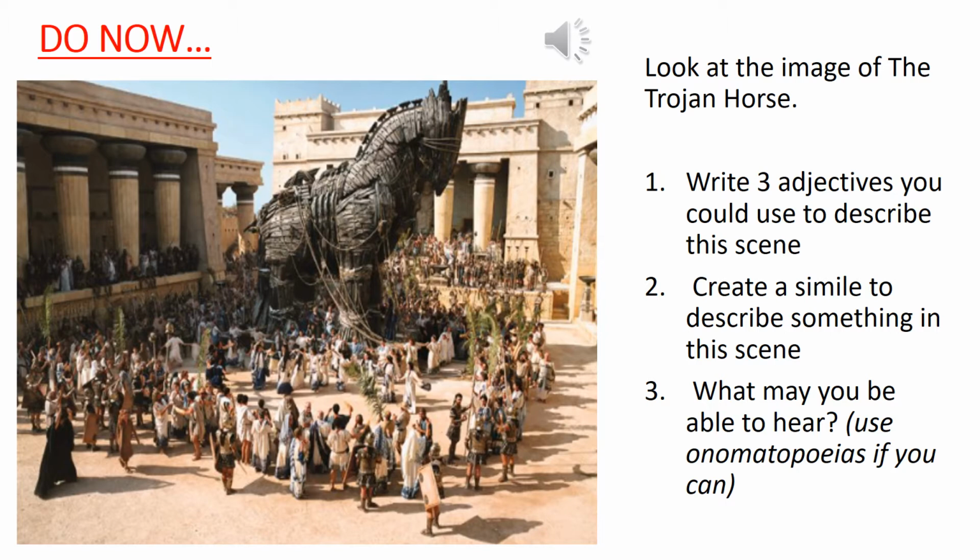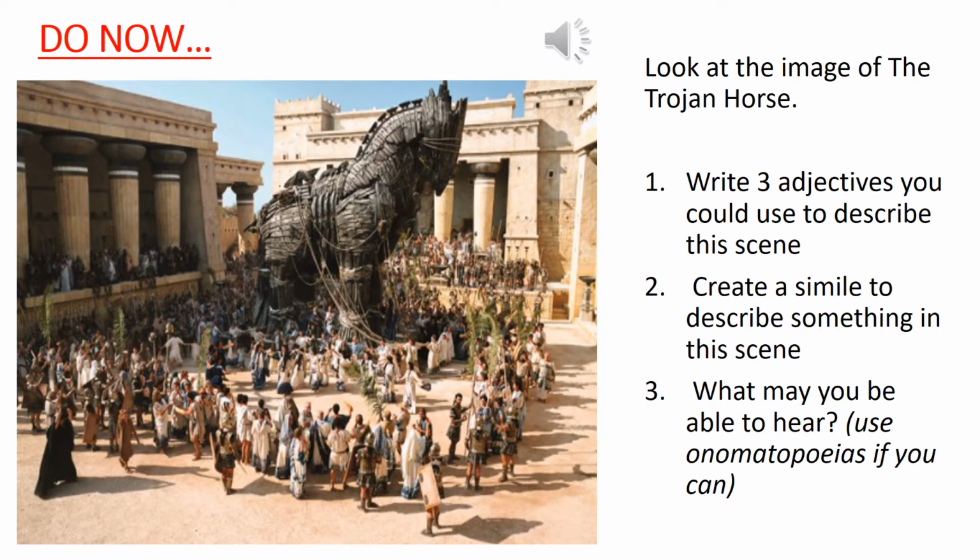So they're all pulling it in because it's on wheels, and it's obviously just before the Greeks are about to burst out of the horse to attack and cause the fall of the city of Troy. So for your do now, what I would like you to do is there's 3 questions at the side here of this picture. So on a piece of paper or on the worksheet, can you write 3 adjectives you would use to describe this scene?